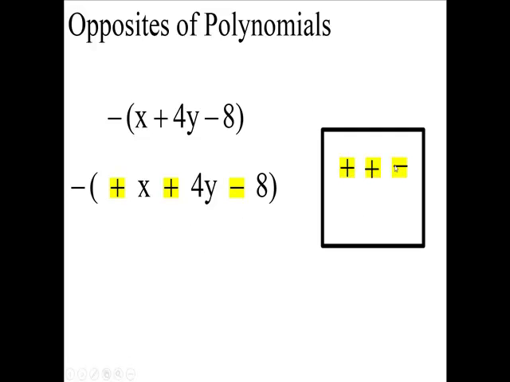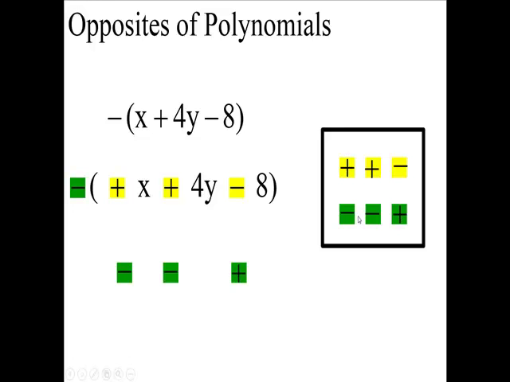So if we copy them down, I put a little box here. The box is kind of like the parentheses. Inside the box, you have a plus on the x, a plus on the 4, and a minus on the 8. Now this says to take the opposite of these three. So you'd end up with a minus, a minus, and a plus for your final answer.